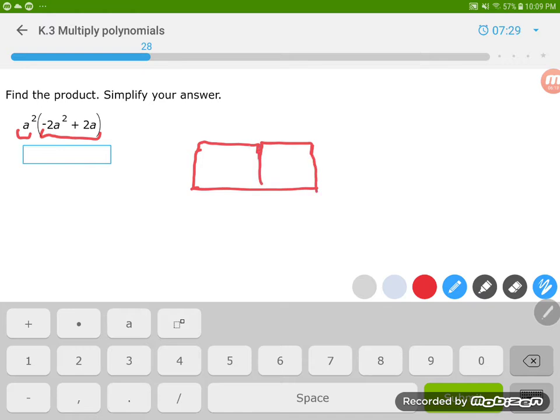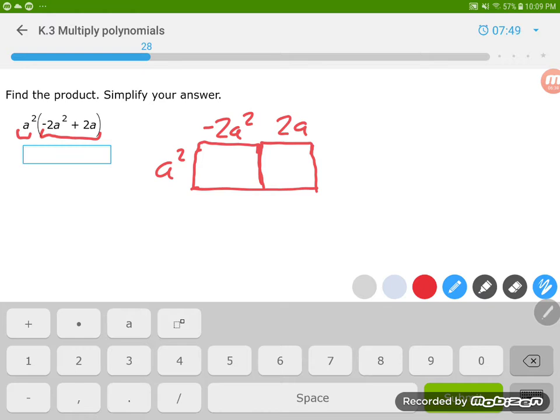And you notice this can help you make predictions about the kind of term you're going to come out with. Right? We have two boxes, so it's very likely we're going to come out with a binomial. So we have a squared and negative 2a squared and 2a.